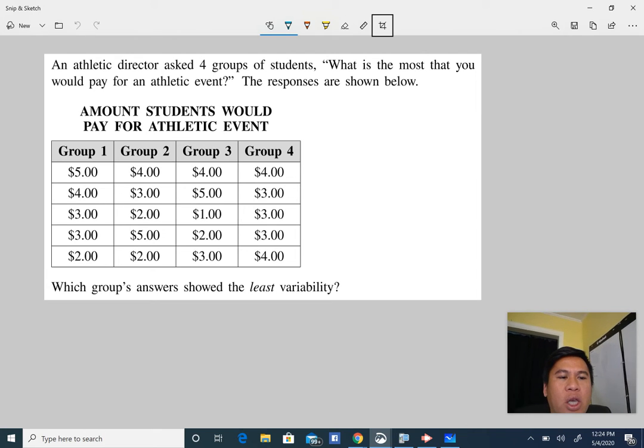So we have a table here, amount students would pay for athletic event. We have four groups of five values each. Which group's answers showed the least variability? So let's use our Desmos first, and see how to get variability in this case. In terms of variability, we can either look for the standard deviation or the variance.